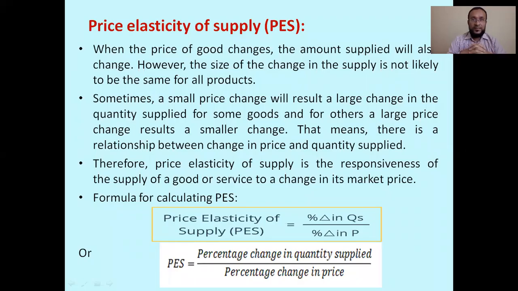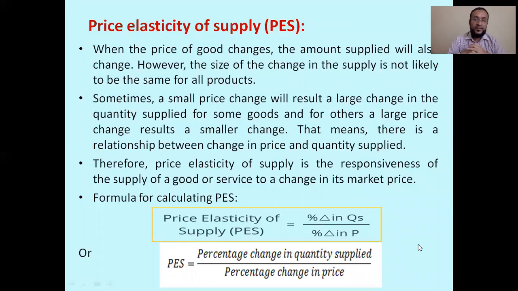All right, price elasticity of supply. When the price of a good changes, the amount of supply will also change. However, the size of the change in supply is not likely to be the same for all products. Sometimes, a small price change will result in a large change in the quantity supplied for some goods, and for others, a large price change results in a smaller change in quantity supplied. That means there is a relationship between change in price and quantity supplied.